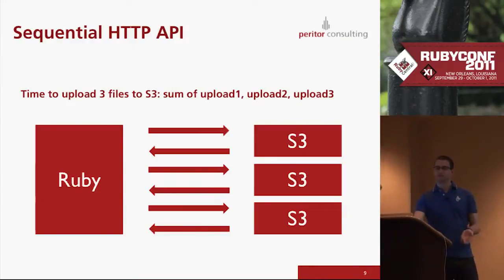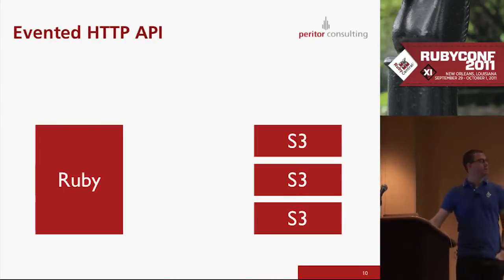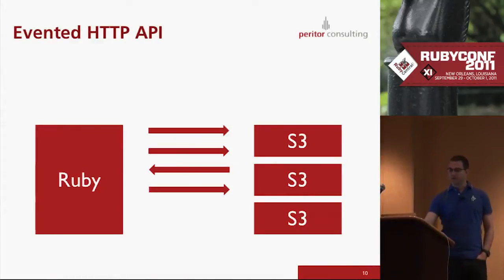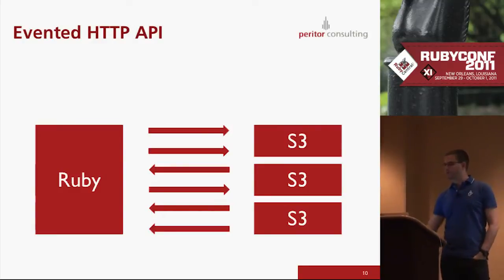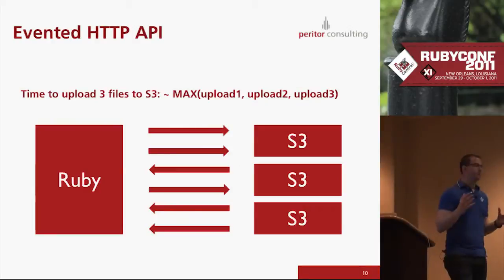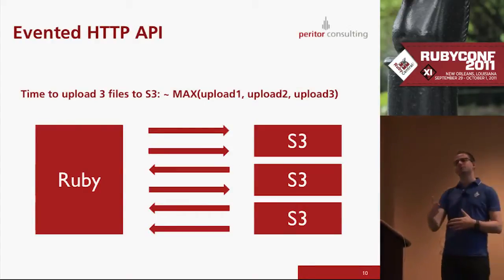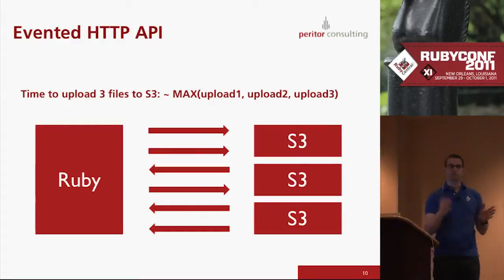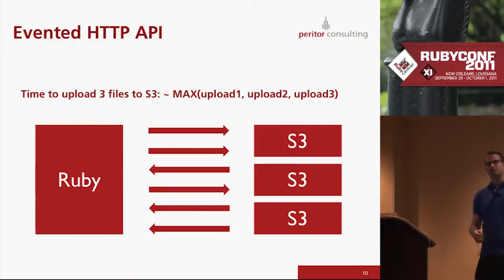If you do this with EventMachine, the picture is a very different one, because I can now upload multiple files at once. I then get the first response back, I can upload the next one, and then I get the responses for all the other ones back. So the time that I'm spending is roughly the maximum of the individual times. I have to wait for the longest request. It's only roughly, because it depends on how many parallel processes you're running and on other things, but you can optimize this a lot with stuff like that.